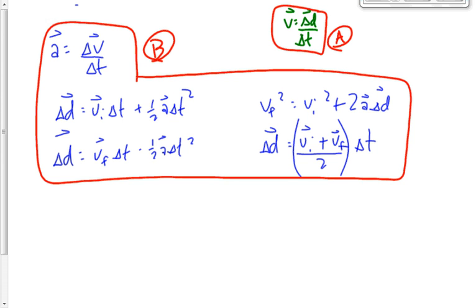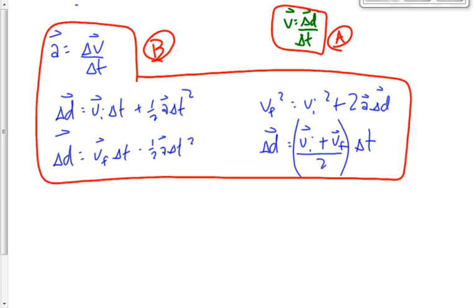What I want you to do every time you see a problem is look at it and identify whether it's accelerating or not. If it is, use group B equations. If it isn't, use group A. If it is, and you're not sure which group B equation to use, pick one. Worst case scenario is you find you're not able to use it, okay, try again. Most you're gonna have to do is try 5 times because there's only 5 equations. One of them has to work.